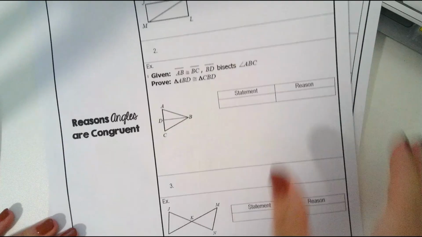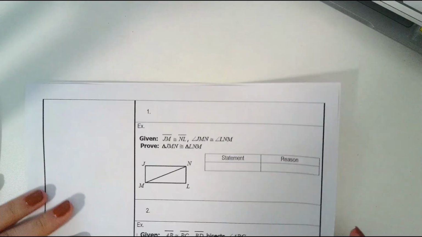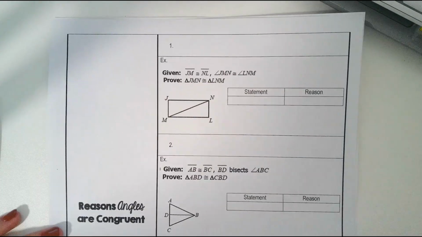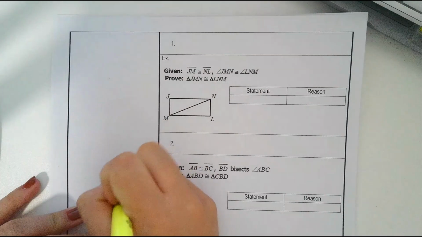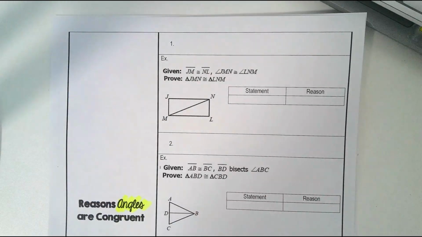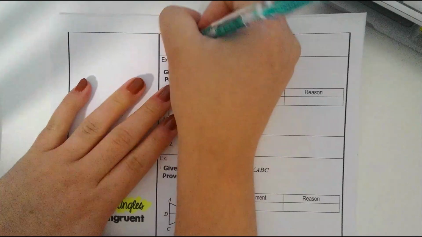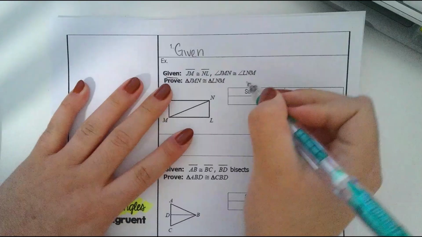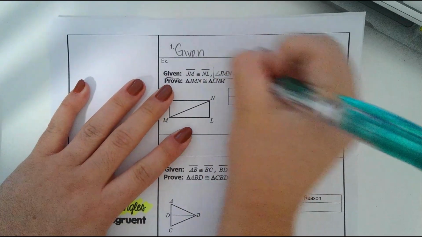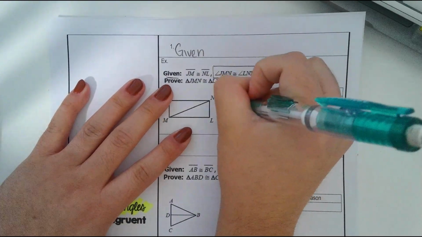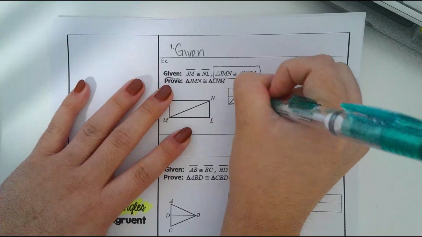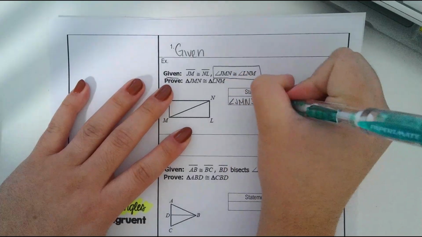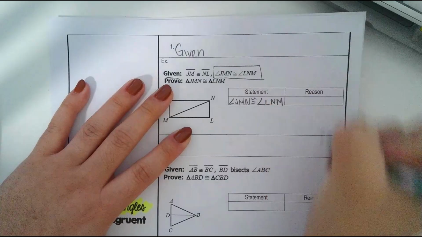Now we're going to move on to congruent angles. So the first reason that angles are congruent is because it's given to us. That information is given to us in the given information. So you see how over here they're telling us right here that angle JMN is congruent to angle LNM. So that's how we know.